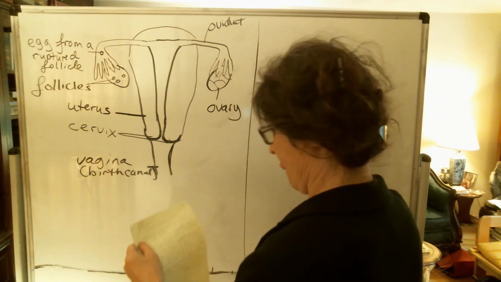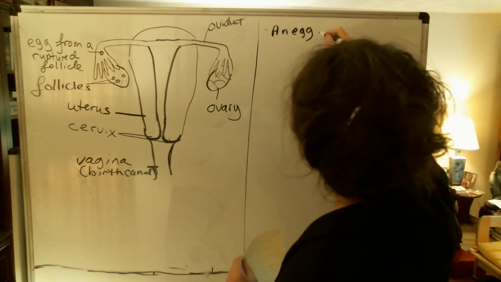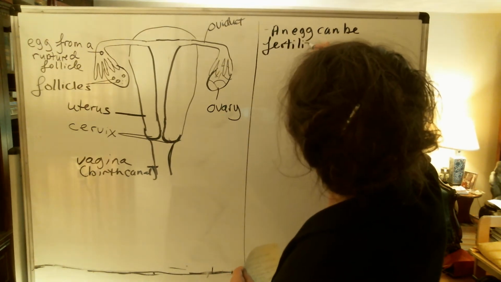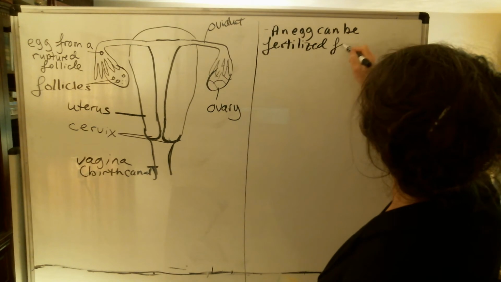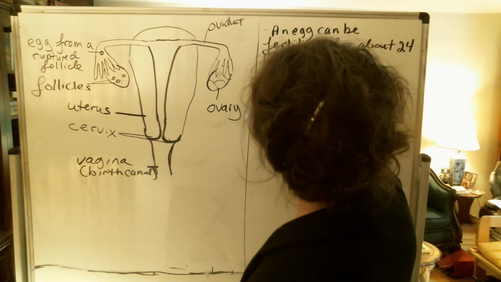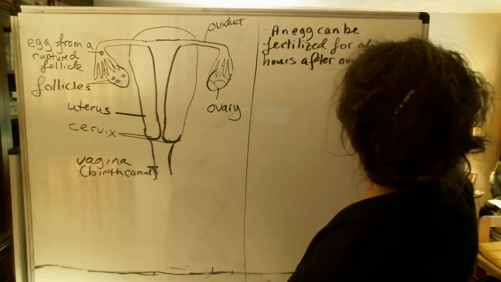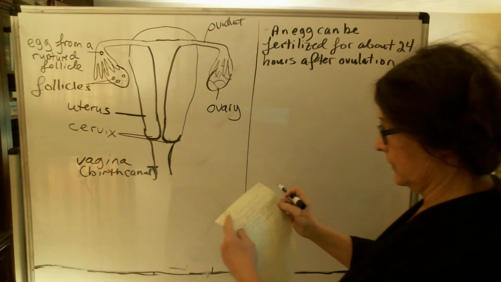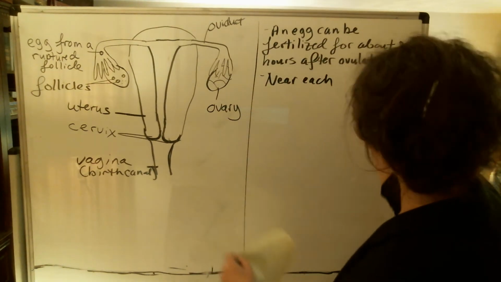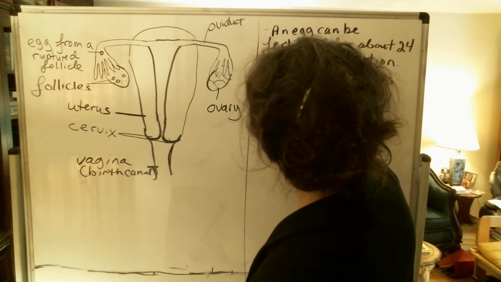So an egg can be fertilized for about 24 hours after ovulation. And near each ovary is an oviduct.